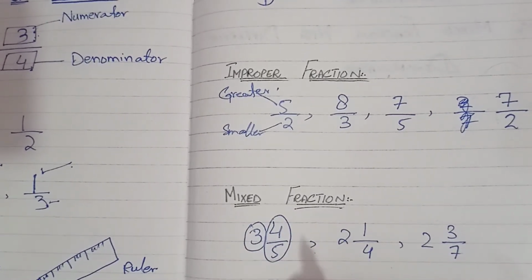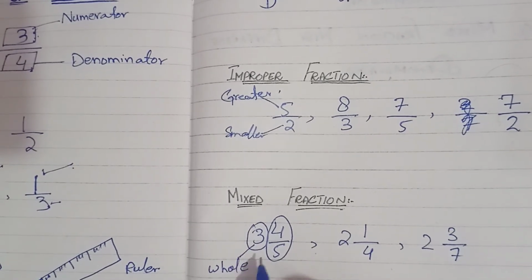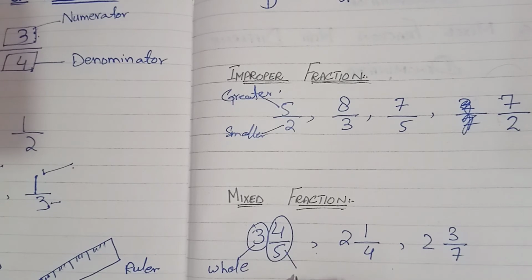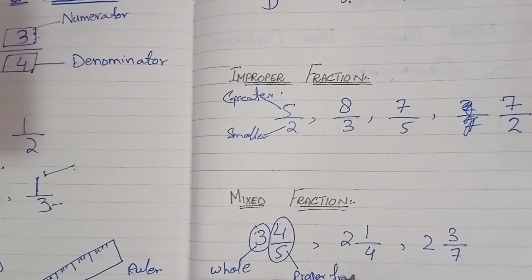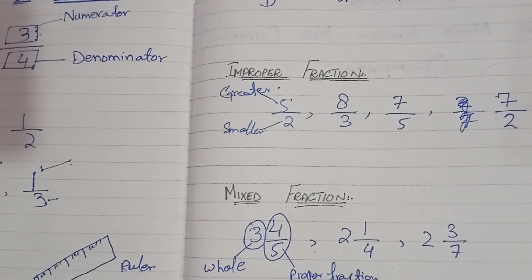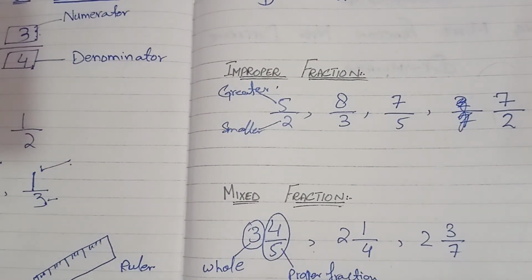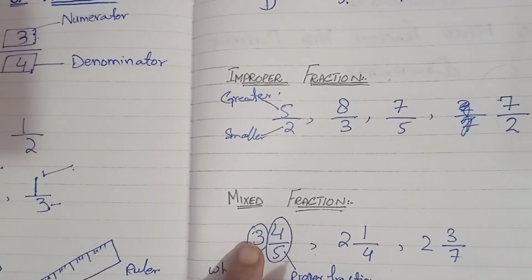One part is a whole number. 3 is a whole number and the other is a proper fraction. We have already learned about proper fractions. Proper fractions are those fractions in which the numerator is smaller than the denominator. It is a proper fraction and a whole number.